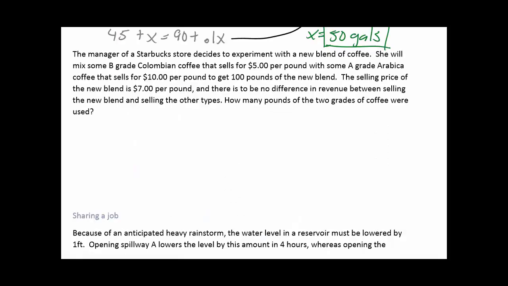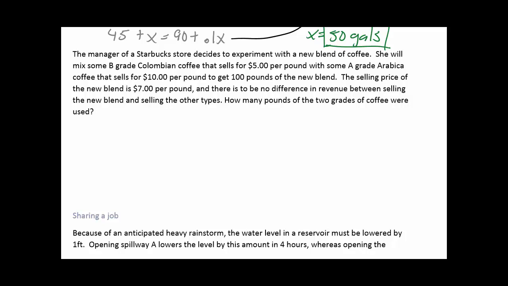All right, this also fits under the identification of a mixture problem, so hopefully you see what I mean by this. The problem goes: the manager of Starbucks decides to experiment with a new blend of coffee. She will mix some grade B Colombian coffee that sells for $5 per pound with some grade A Arabica, I don't know how to say that, I don't drink coffee, a coffee that sells for $10 per pound to get 100 pounds of the new blend. The selling price of the new blend is $7, and there is no difference in revenue between selling the new blend and selling the other types.